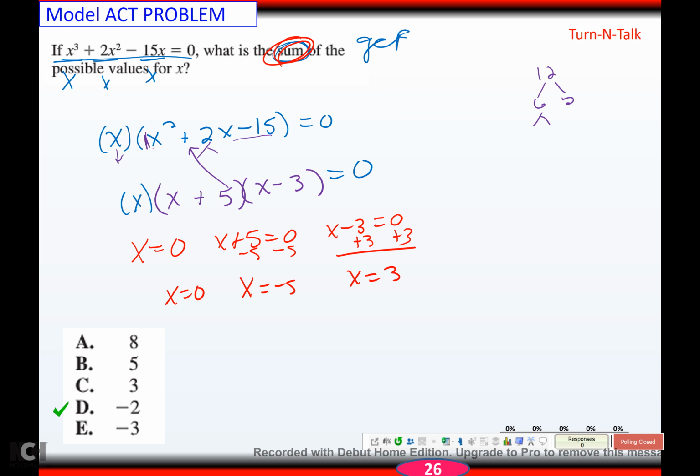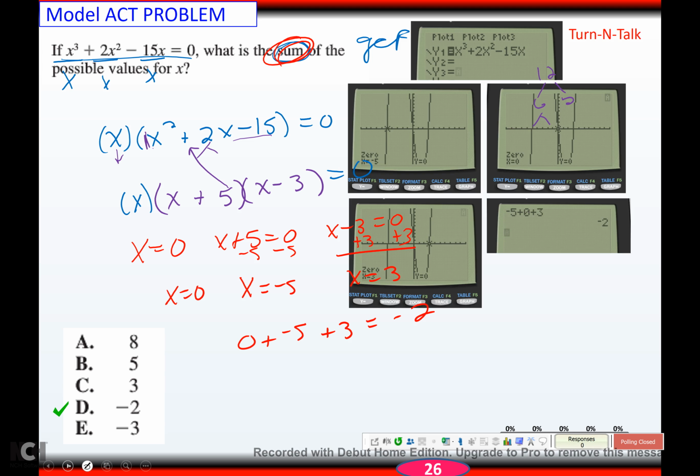So they want me to take my solutions and add them up. 0 plus a negative 5 plus 3 is negative 2. Okay? Oh, I did it on the calculator. You type it in and calculate 1, 2, 3 zeros, and then add them up.